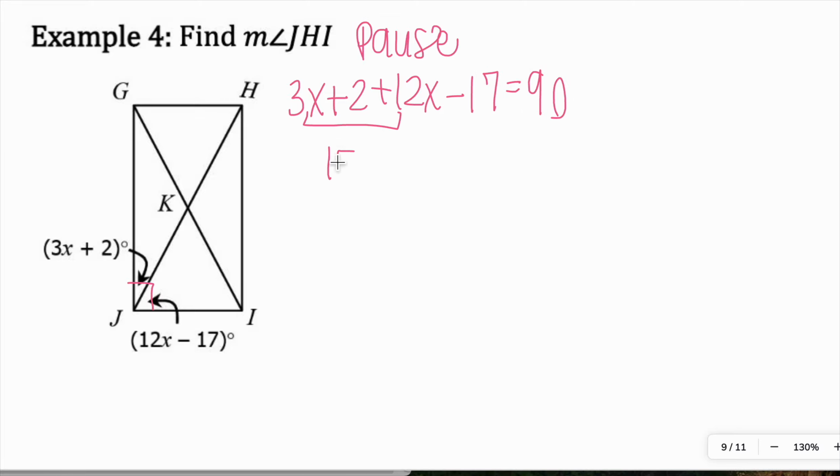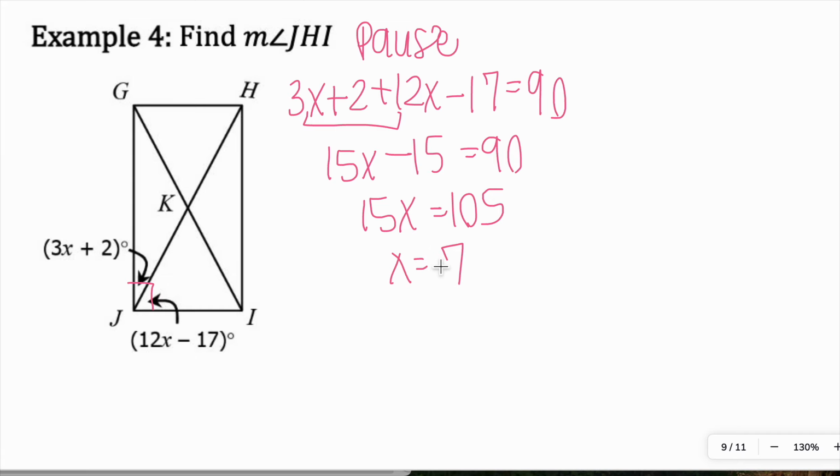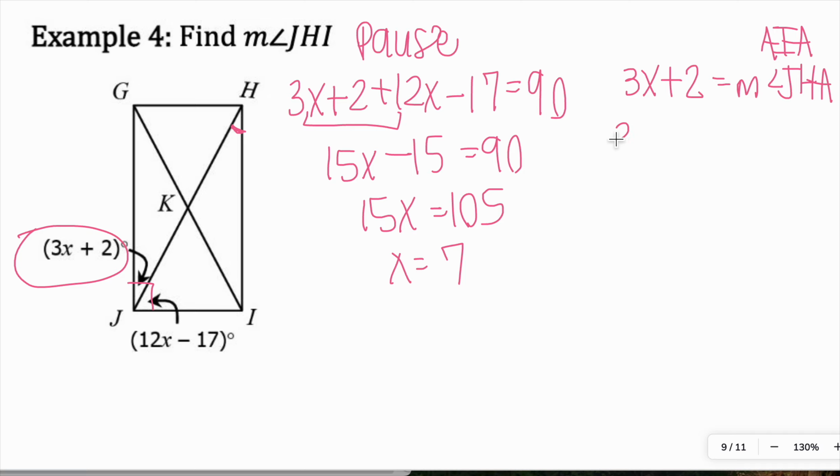Combining like terms, I'm getting 15x minus 15 is equal to 90, or 15x is equal to 105. So x has to be equal to 7. Now, JHI is this angle here, and it is alternate interior angles to 3x plus 2. So 3x plus 2 can be equal to the measurement of angle JHI due to alternate interior angles. Okay, so I'm going to plug in my x. 3 times 7 plus 2, and I'm going to get 21 plus 2, which is 23 degrees for the measurement of angle JHI.